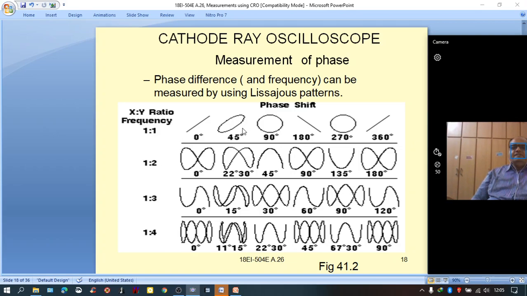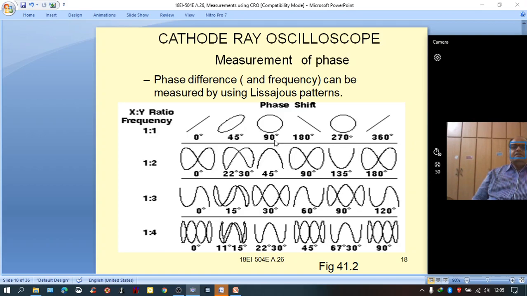If the phase difference is 45 degrees, then we will get an ellipse whose major axis is in first and third quadrants, and of course minor axis in the second and fourth quadrants. Then here, when the two signals are having a phase shift of 90 degrees, we will get a circle like this. Then we can say directly that the two signals have got 90 degrees phase shift.